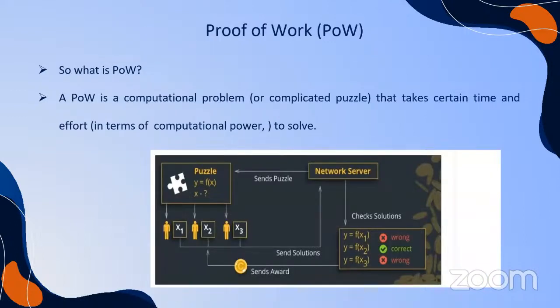Now the concept of proof of work. A proof of work is a computational problem, or a complicated puzzle, that takes certain time and effort in terms of computational power to solve. In this figure, in the Bitcoin network, the network generates computational puzzle problems. A miner can solve the puzzle for a particular block. Proof of work uses the hash and a nonce value.